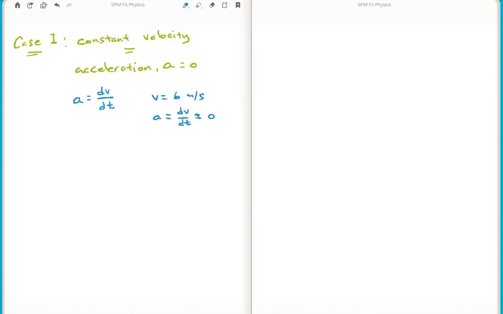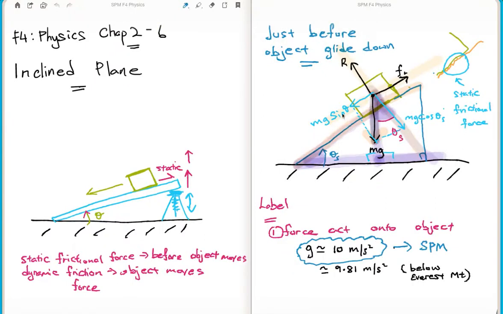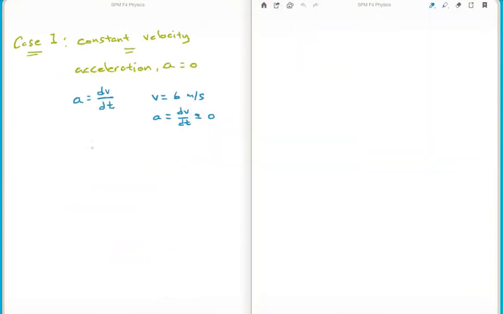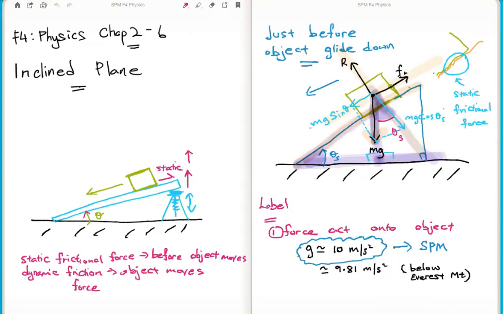So in the event that the acceleration is 0, based on this inclined plane, when this object is going down the hill at constant velocity, what happens is that mg sine theta is equal to the frictional force.